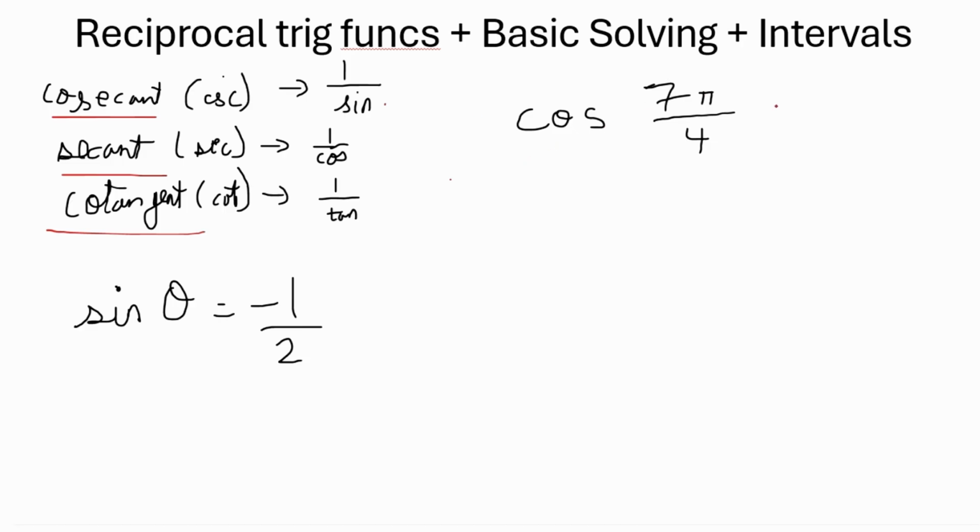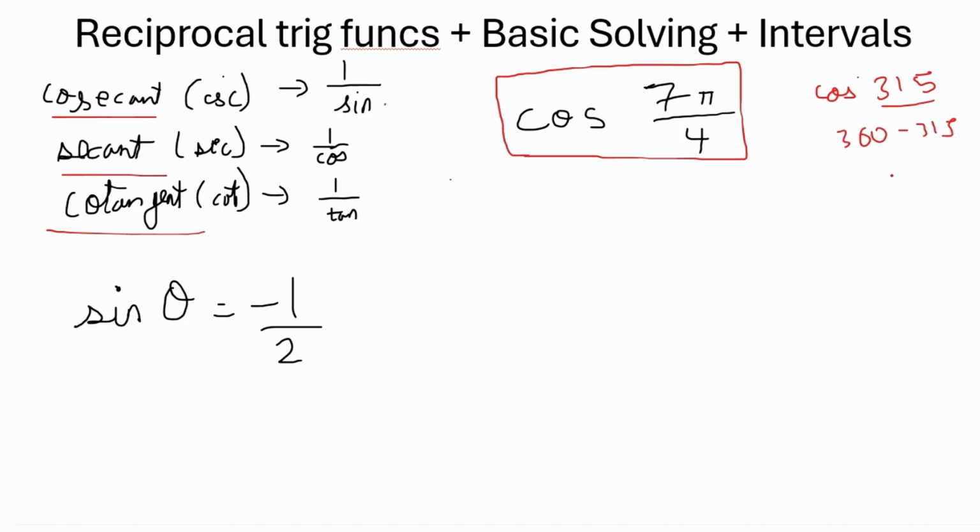Solving basic functions. For these types of questions, remember how you used to solve them? Cos of, let's say, 315. You used to see, oh, this is between 270 and 360. So to find the reference angle, you would do 360 minus 315, 45, and you would see, oh, it's in quadrant 4, CAST rule, this and that. It's the same exact thing all over again.